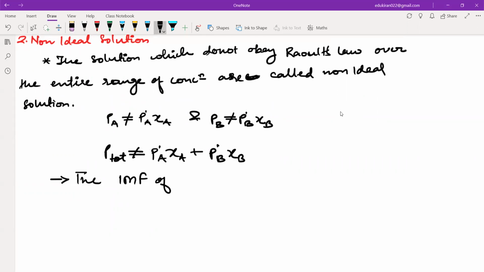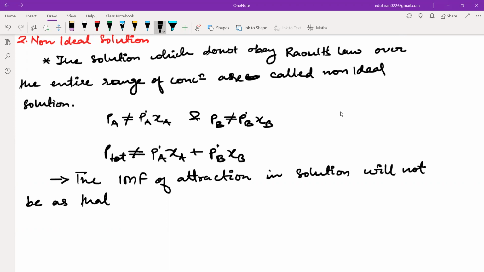Intermolecular force of attraction in solution will not be the same as that of the individual component. Individual component. Number one, in characteristics you can write.